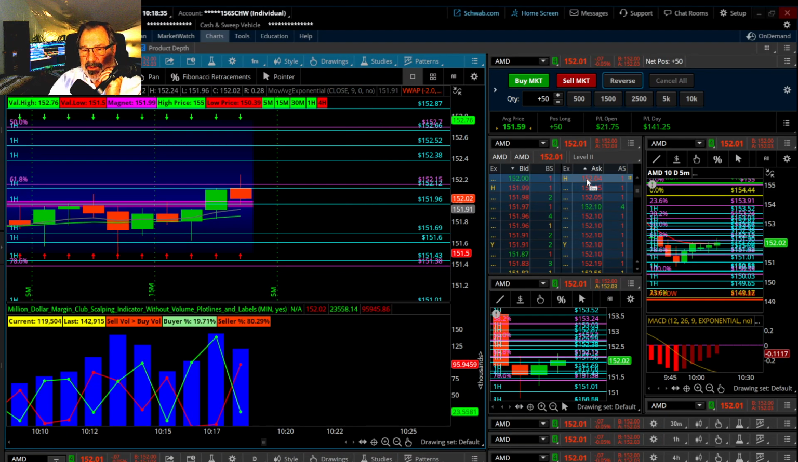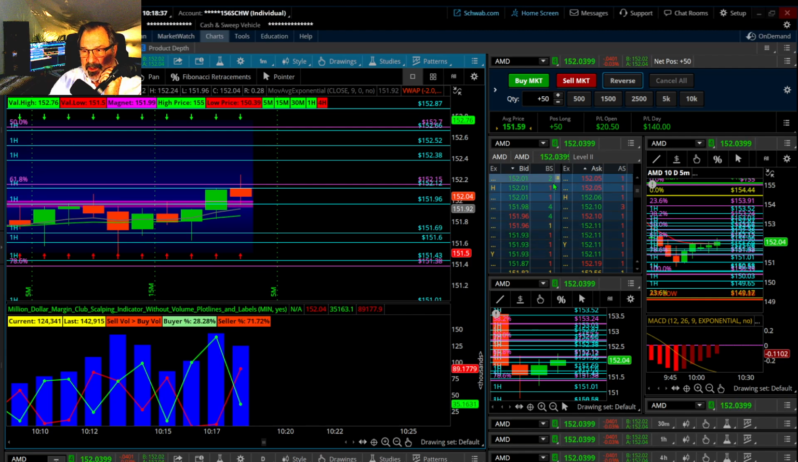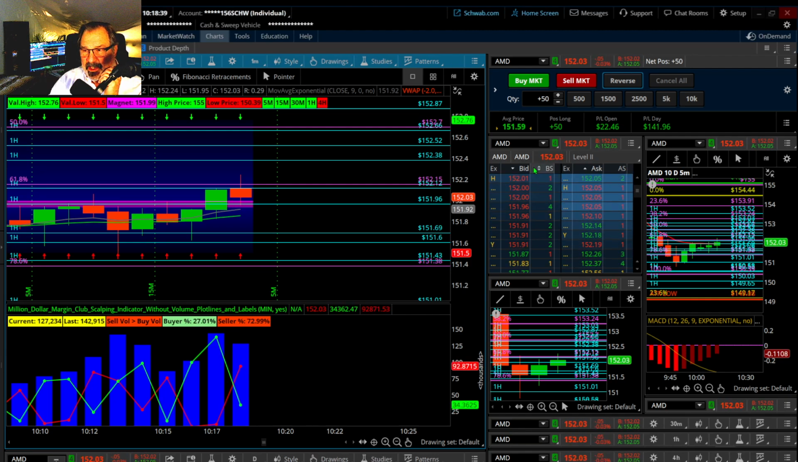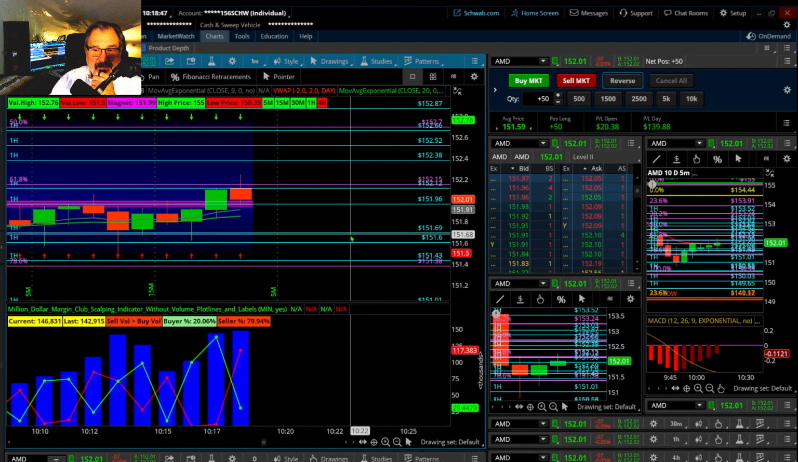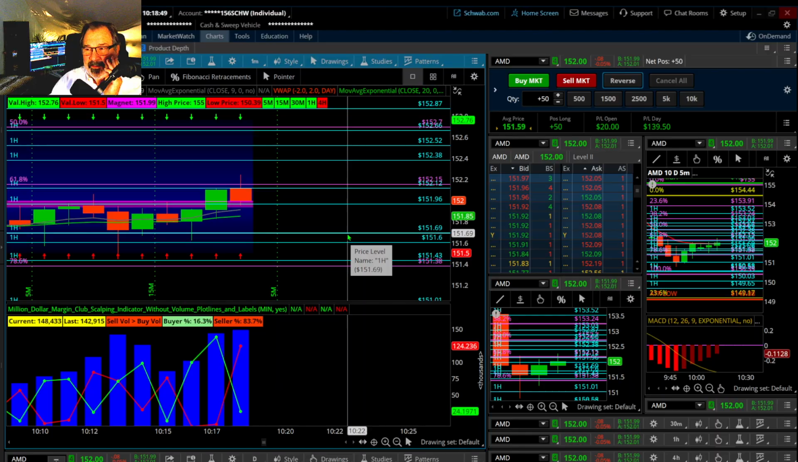So the 152 even dollar, we can expect some support at that as well. I don't want to see it break through that. Let's look at the market maker number. We'd want to keep it above 152. Let's bang it on that magnet.